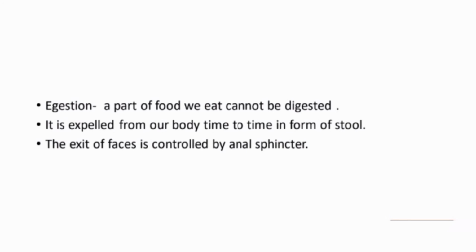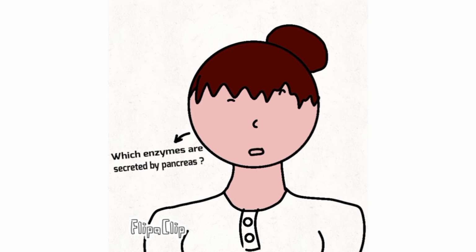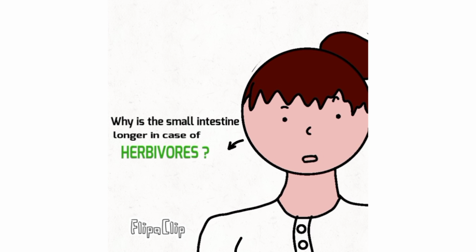The act of expelling the feces is called egestion or defecation, and the exit of feces is controlled by the anal sphincter. Question time. Which enzymes are secreted by the pancreas? Why is the small intestine longer in the case of herbivores?